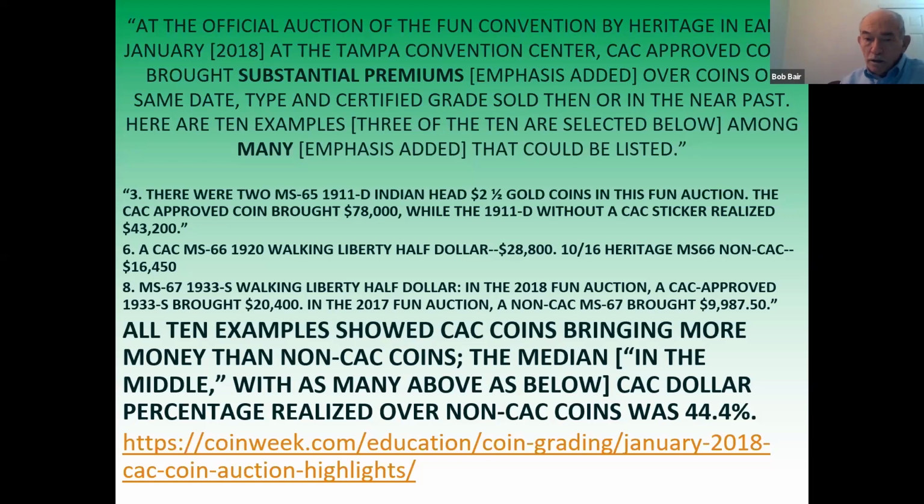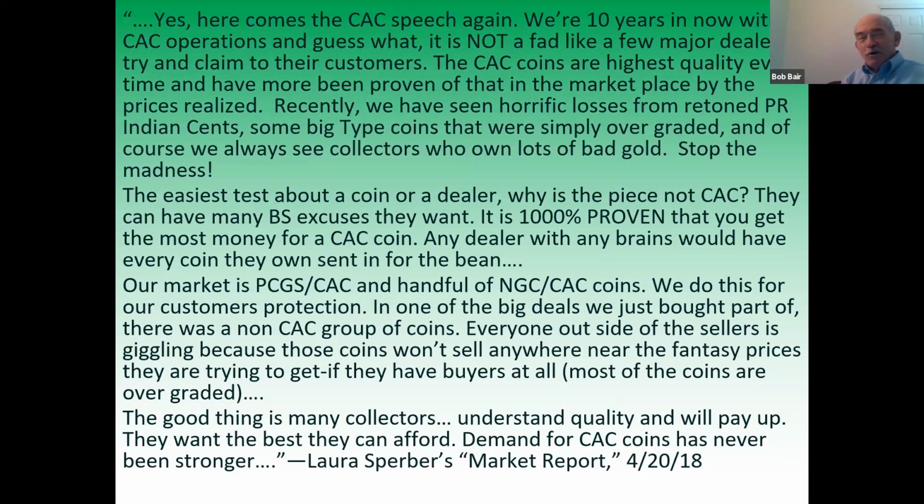MS66 1920 Walking Lib with CAC, 28,800. Non-CAC, 16,450. 33S Walking Liberty, 20,400 versus 9,987. Okay, again, emphasis added. All 10 examples showed CAC coins bringing more money than non-CAC. The median, in the middle with as many above and below, CAC dollar percentage realized over non-CAC was 44.4%, all from Coin Week. Okay, all right, here's Laura Sperber again, and you'll be able to tell what she thinks.